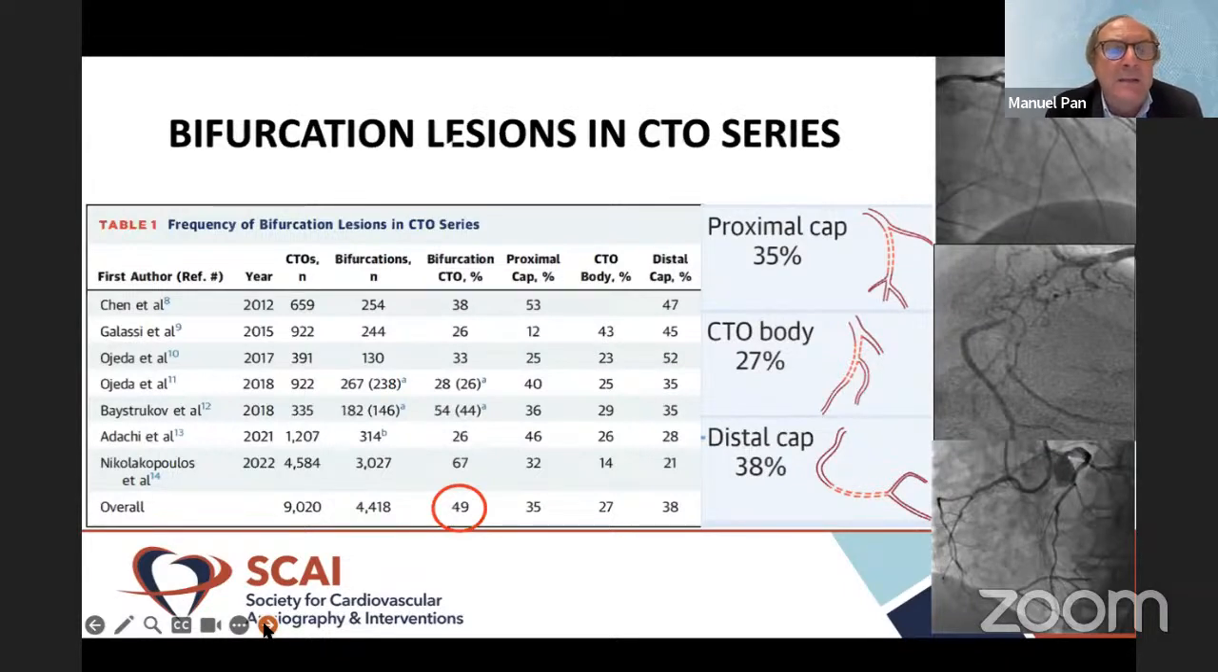We analyzed different series in the paper and collected 9,000 patients, as you can see in the table, and the incidence of bifurcation in the context of CTO is high. The distribution regarding the proximal cap, the CTO body, or the distal cap is almost 1/3 in each location.